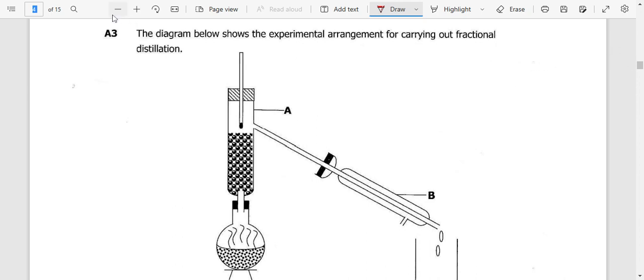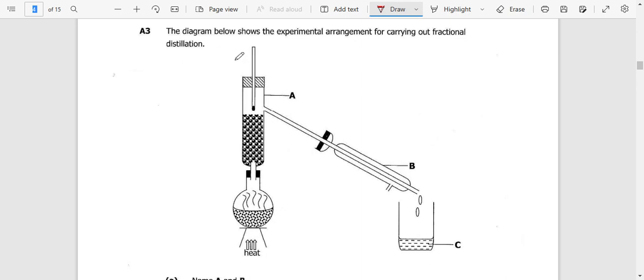Okay, so we have got now this one. The diagram below shows the experiment arrangement for carrying out fractional distillation. This is fractional distillation. And remember, we already learned fractional distillation. So even before we answer, we can deduce what do we call B? Do you remember the name of B? Okay, so B is the Liebig condenser.